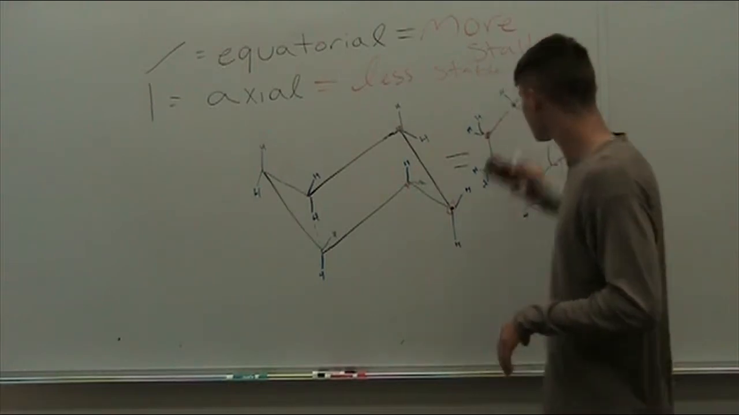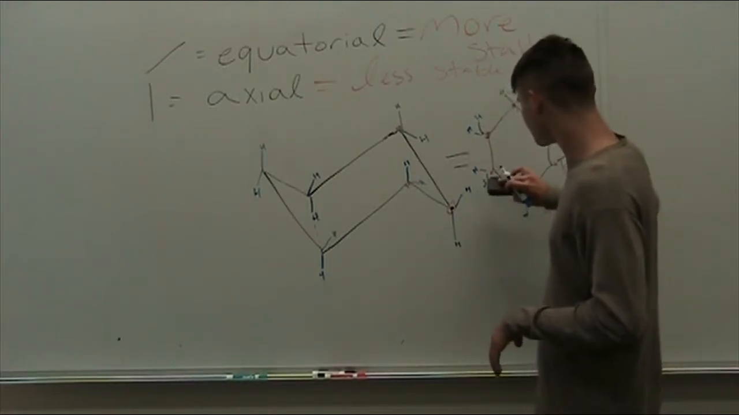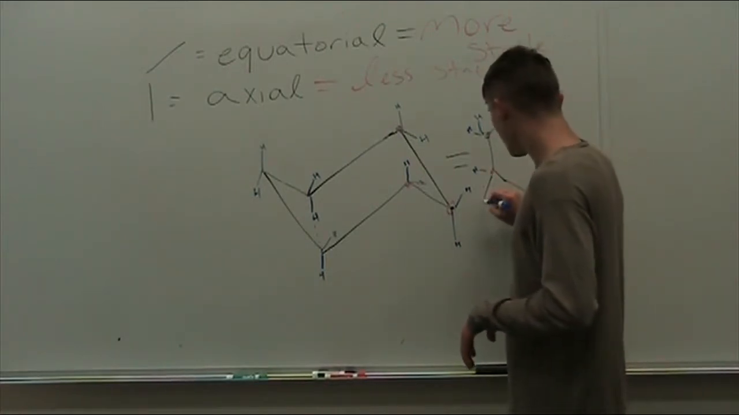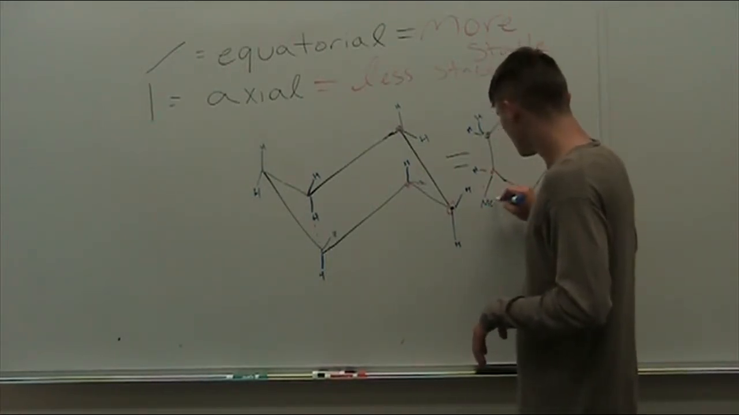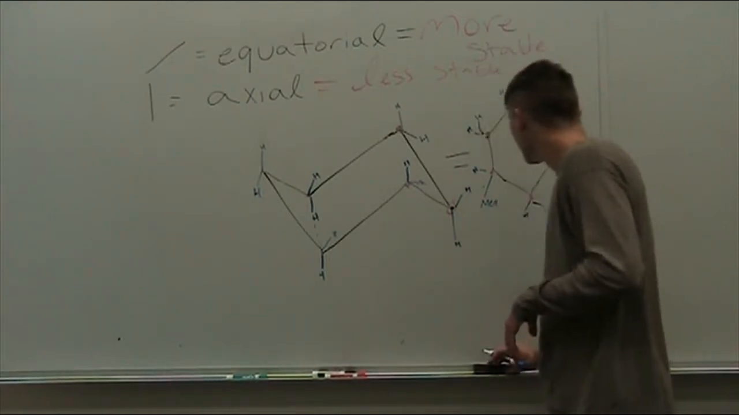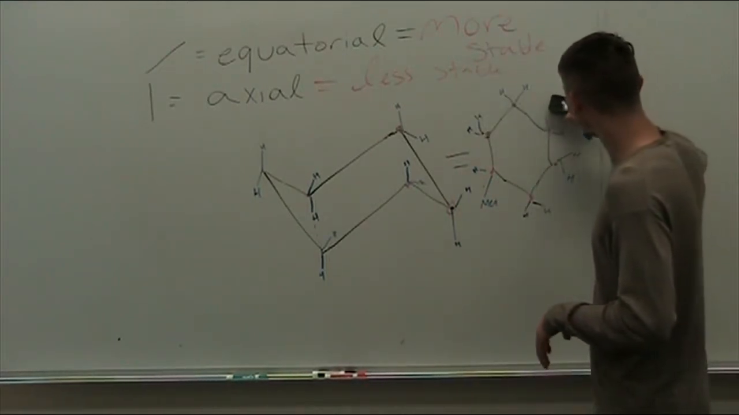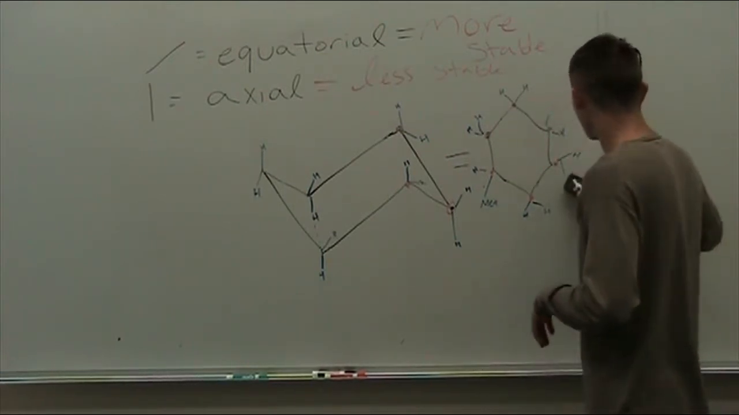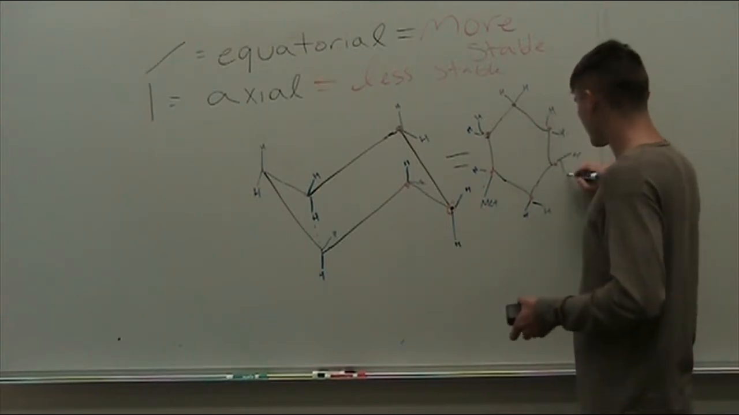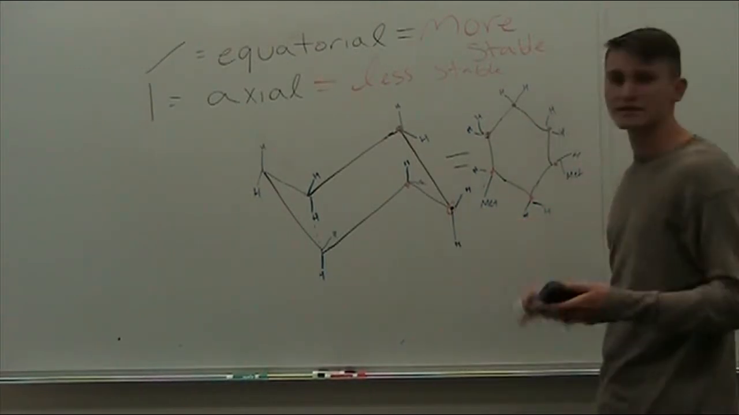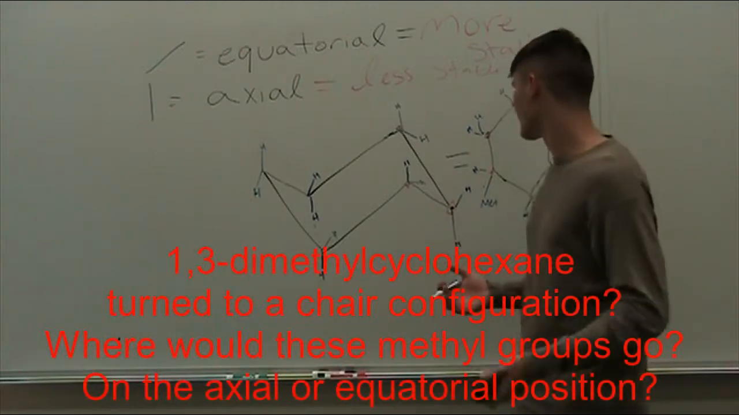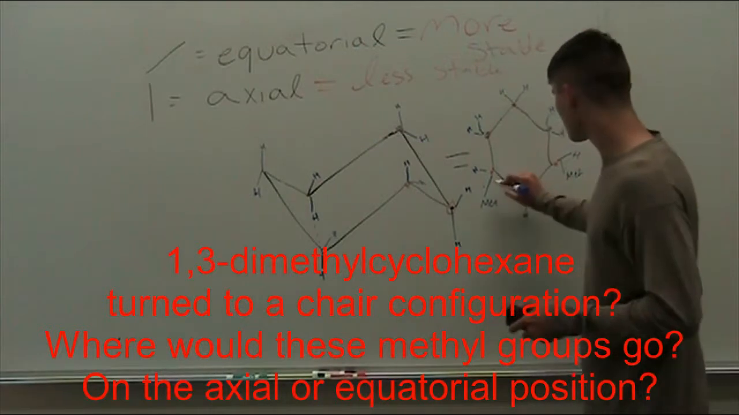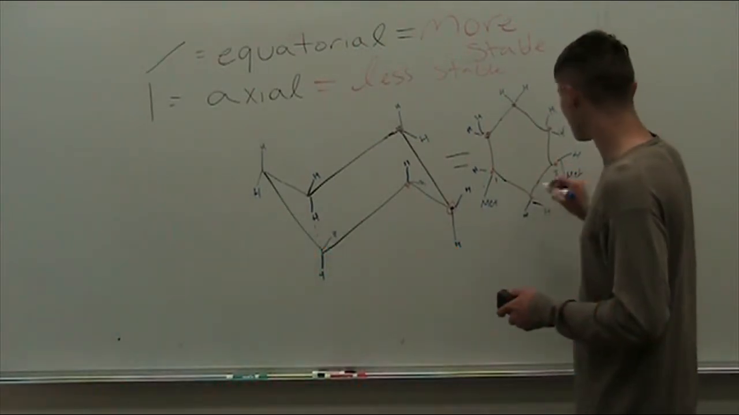So let's use this model again. Let's just say on this carbon right here, we're going to also have a methyl group. And for this carbon right here, we'll also have a methyl group. A methyl group is a smaller way of putting CH3. So we have a carbon here on the 1 carbon, and we have another carbon here on the 3 carbon.